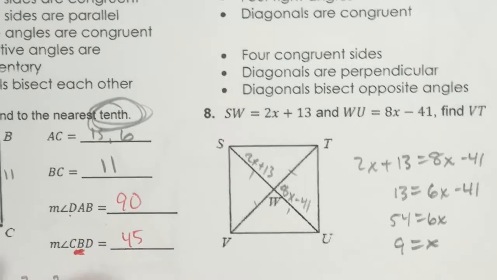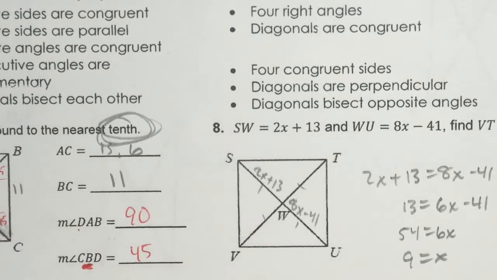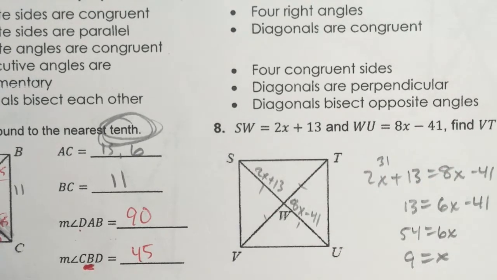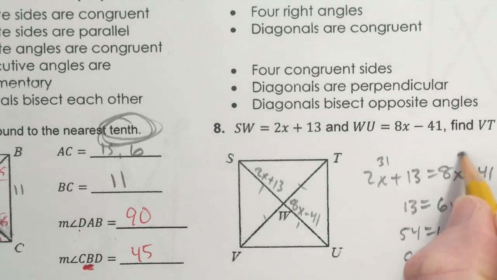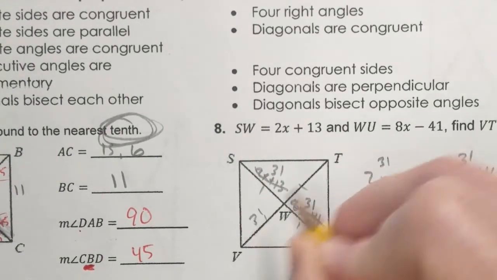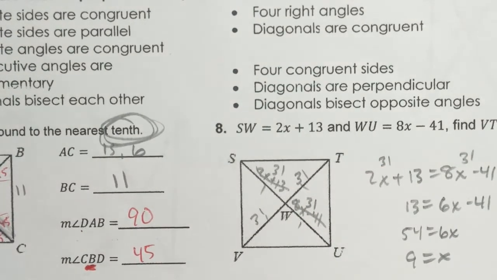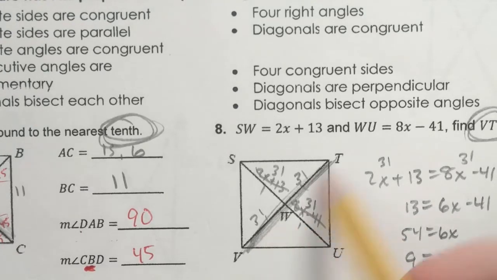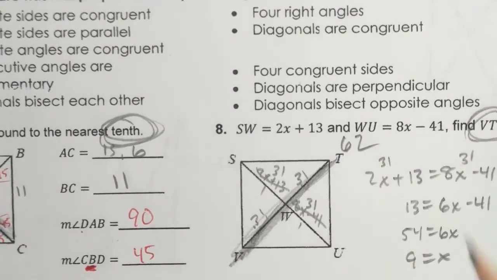And I've taught you to always plug it back in for multiple reasons. One, to check yourself, and also to answer any questions they ask. So 2 times 9 plus 13, this should turn into a 31. 8 times 9 minus 41. Oh, good. That would also be 31. So this is 31, this is 31. And let's see what they wanted. V to T. Ooh, that's the whole shebang. And that's over here. So if this is 31 and 31, what's the whole shebang? 62. So 62 was your answer.